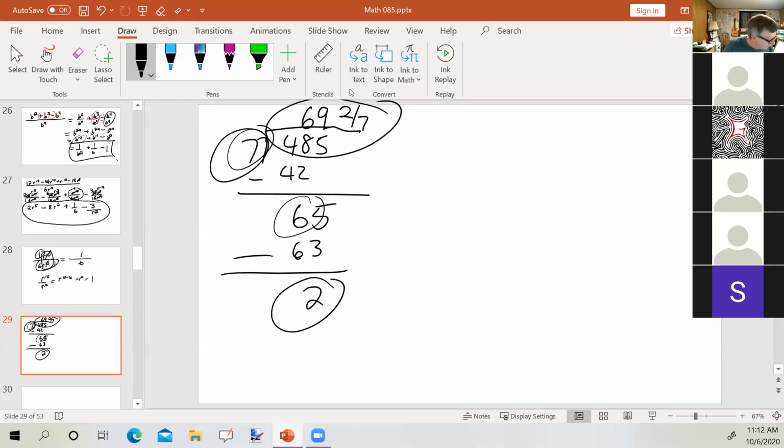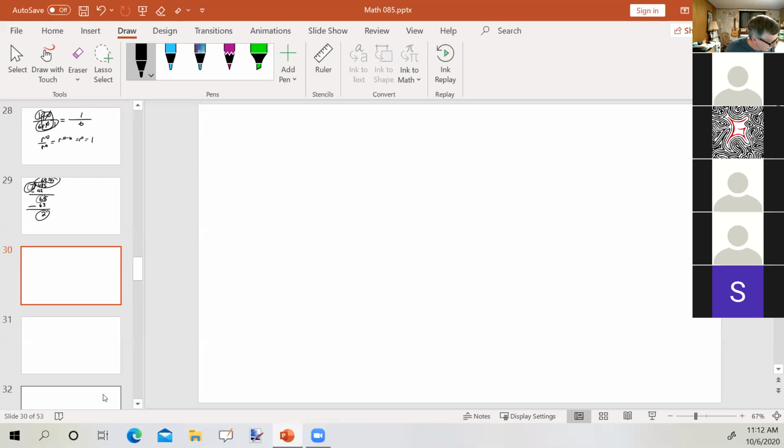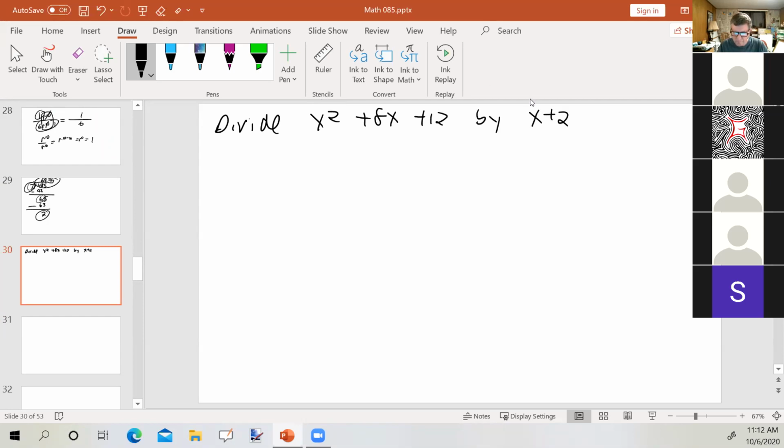Now, I want to take a look at an example of polynomial division. It says divide x squared plus 8x plus 12 by x plus 2. So the x plus 2 is on the outside, and the x squared plus 8x plus 12 is on the inside. The dividend is on the inside and the divisor is on the outside. Okay. Any questions so far?